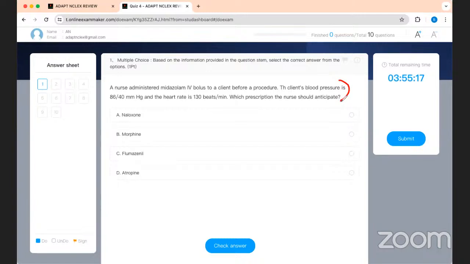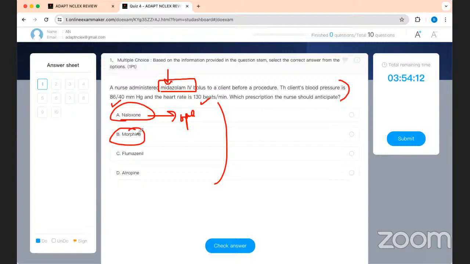So, test-taking strategy. What is the board question? This question is asking you for just an antidote. I give you midazolam, and you do not respond well, with your blood pressure going down and your heart rate going up. What medication will you give them? Think about it. What do you think this patient should get? What are you going to give them? You know, naloxone is for an opiate. I never gave you an opiate. I gave you benzos. Morphine is an opiate.